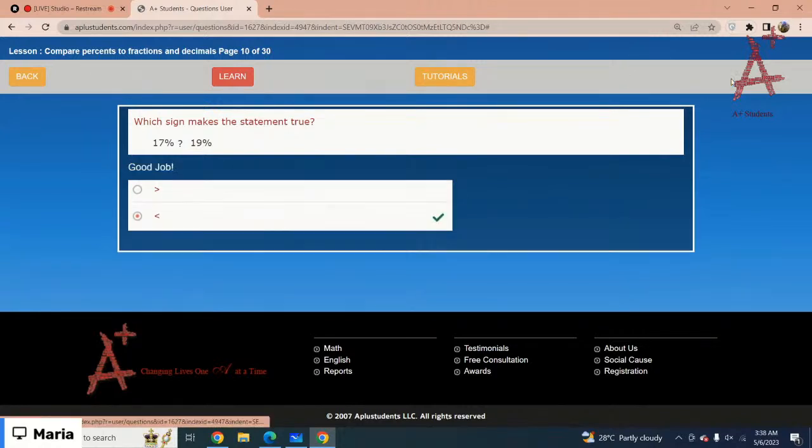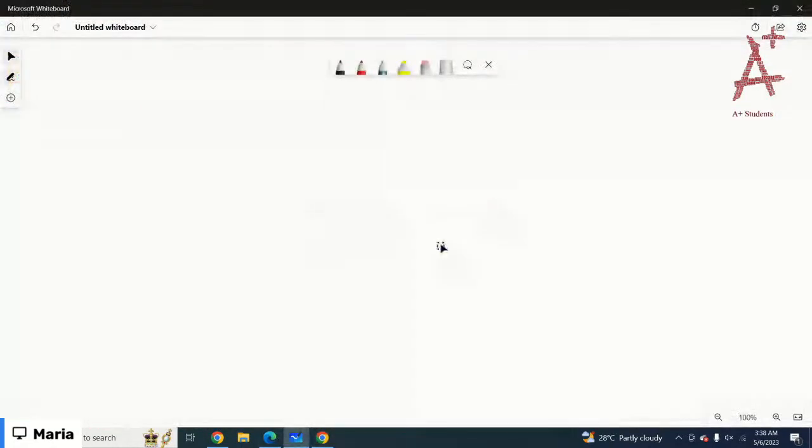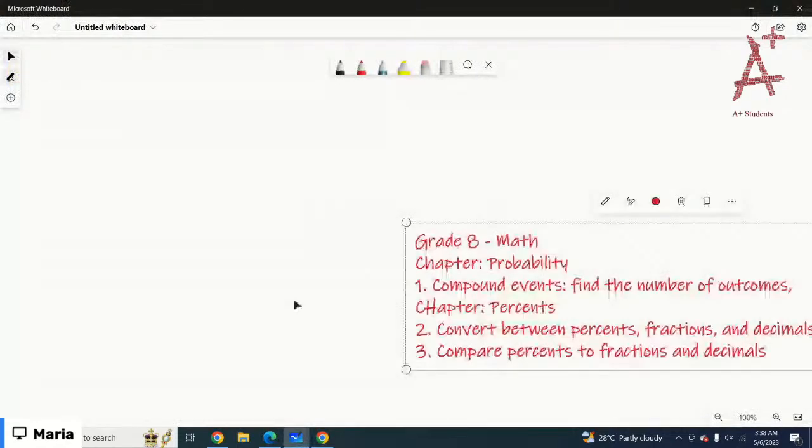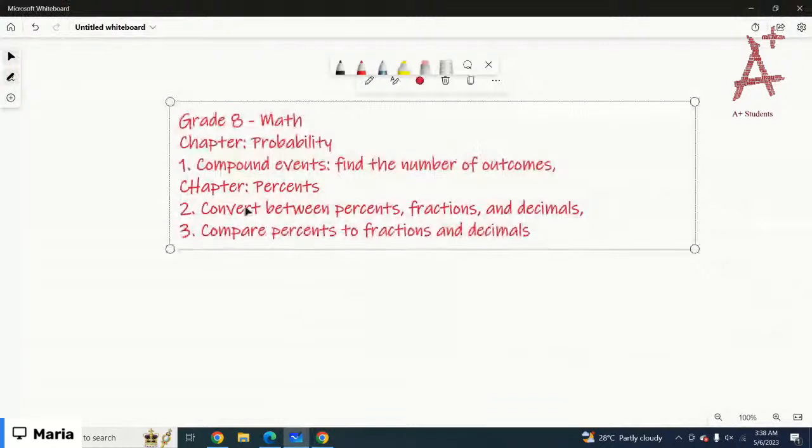Okay, you can complete the test by yourself later today. So we're working on grade 8 maths. In the chapter probability, the lesson we have covered today is compound event, find a number of outcomes. Then we've started the chapter percents, and the lessons are convert between percents, fractions, and decimals, and compare percents to fractions and decimals. So please make sure before the next session you complete all the test questions for the lessons we did today.